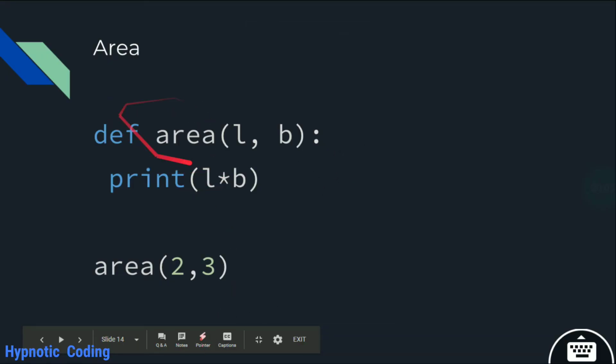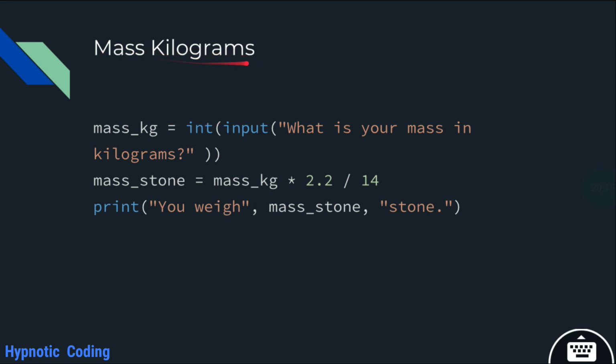So area of a rectangle, you can also find the area of other shapes. So this is a mass in kilograms program. Here is the mass kg with int input, because the mass in kilograms is always an integer. If it is given a string, that will give me an error, so only an int input should be accepted. So mass stone is equal to mass kg multiplied by 2.2 divided by 14. So your weight is mass stone.